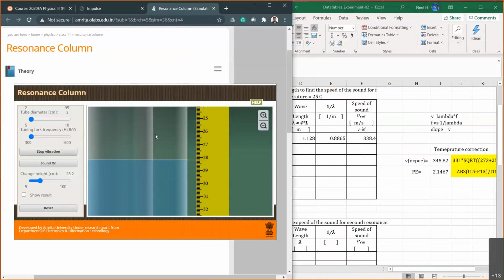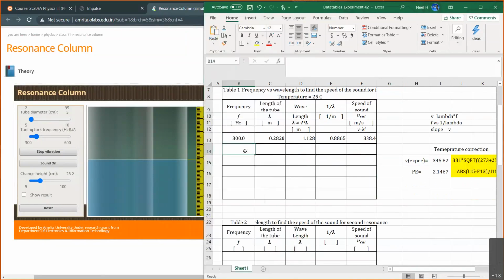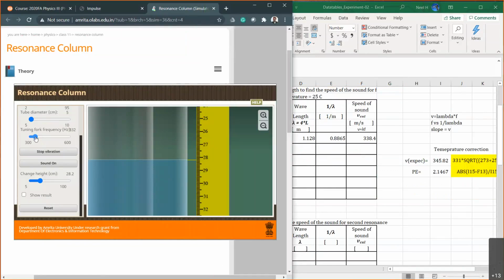Now all we have to do is change the frequency. Let's see how many data points I need. 1, 2, 3, 4, 5, 6. How much can I go? Let's go each 50. If you go each 50, I can easily go, I think, six or more data points. Yeah, let's go 50 by 50, okay?